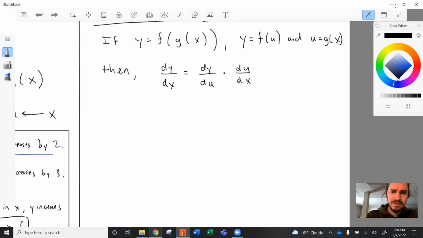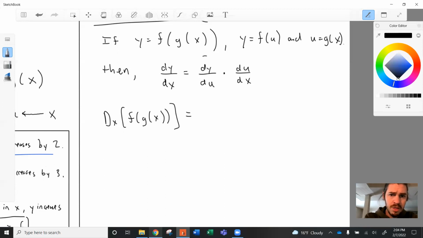So I'll show an example of this in a minute, but I want to first write it down using Newton notation. A little bit harder to do. On the left, I'm actually going to borrow Euler's notation, say the derivative with respect to x of this composition f of g of x. Then on the right, I'll use Newton notation. The derivative of y with respect to u is basically f prime, right? So I'm going to write f prime, but what's inside there is still the u, right? F prime of u, and u is g of x.